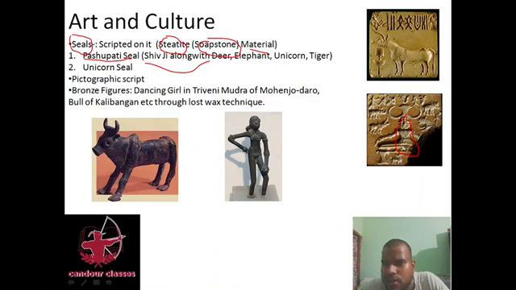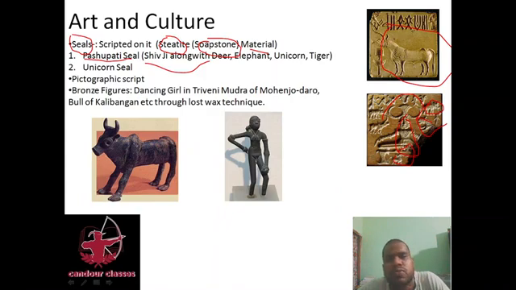And here, see, tiger you can find, elephant you can find here, and deer here, a lot of things you can find. Then another one is the unicorn seal. This one is the unicorn seal, unicorn you can find. Then these are the pictographic script.